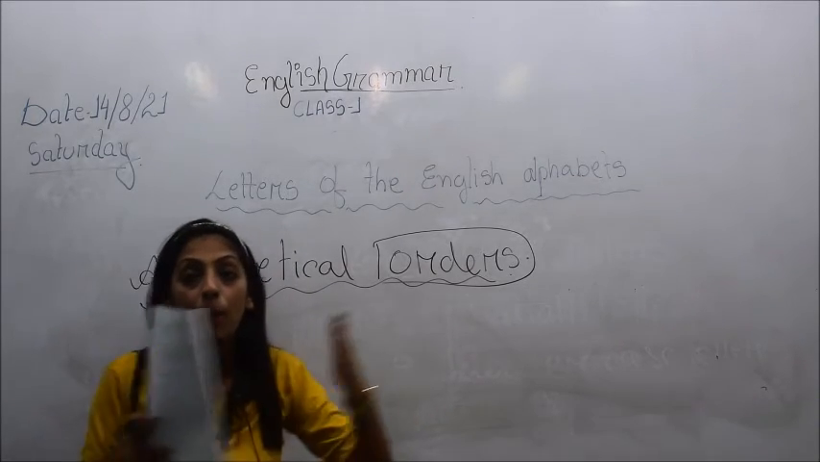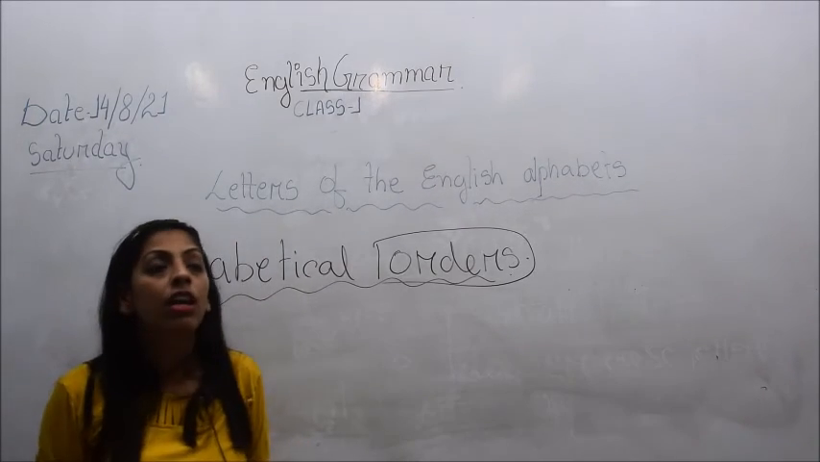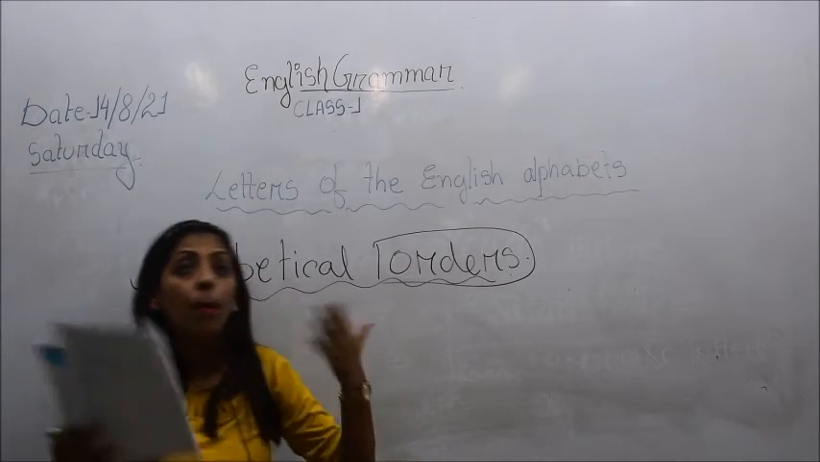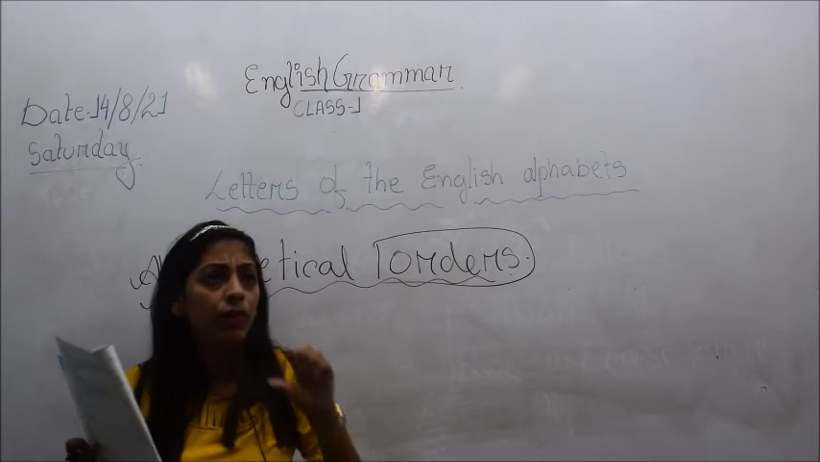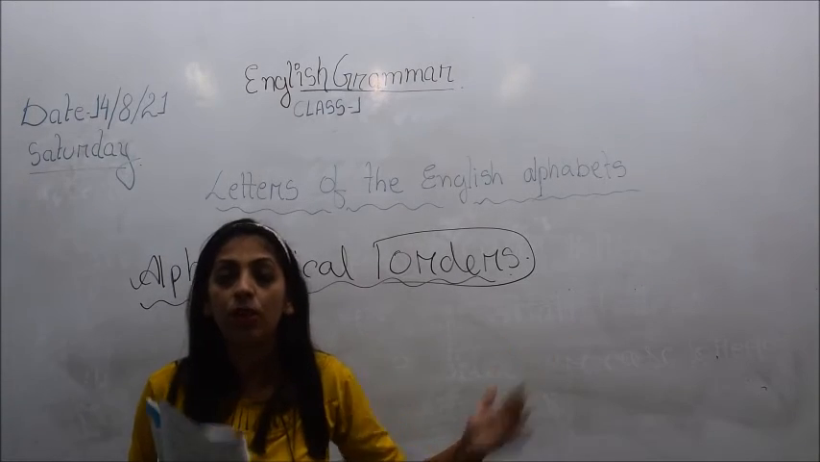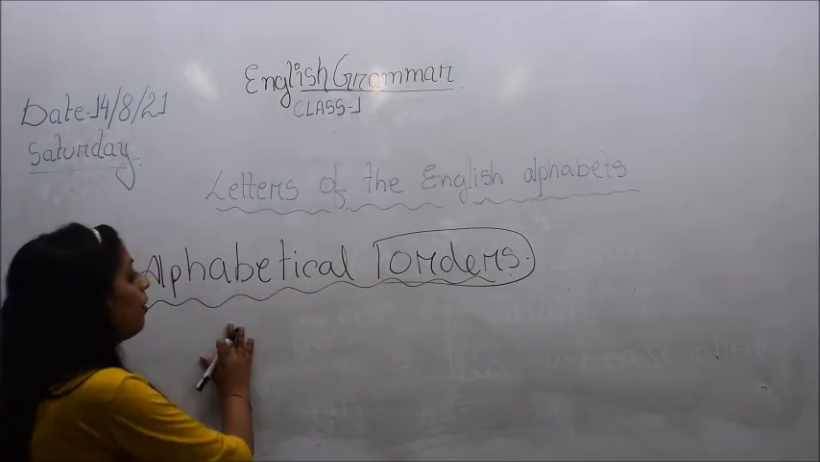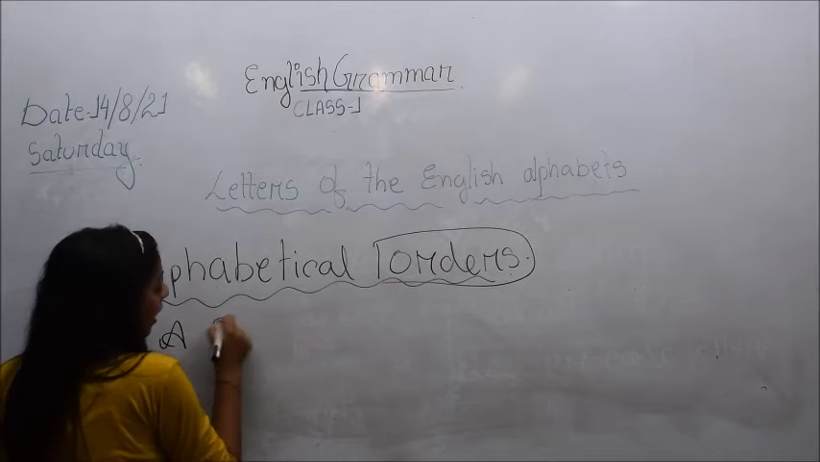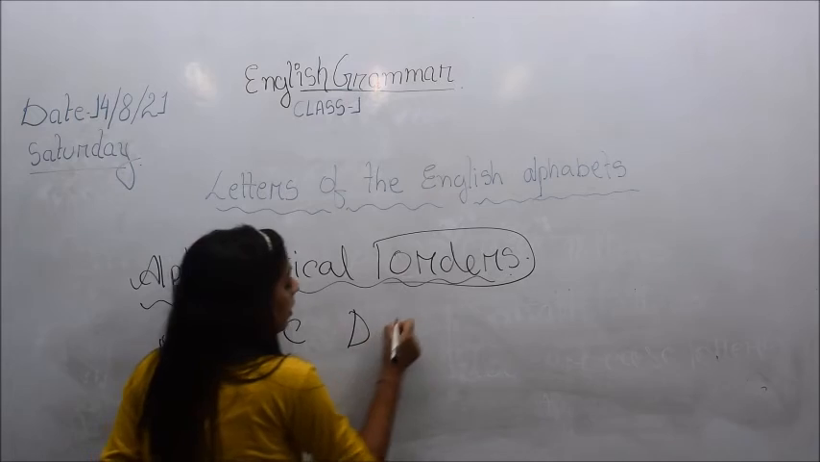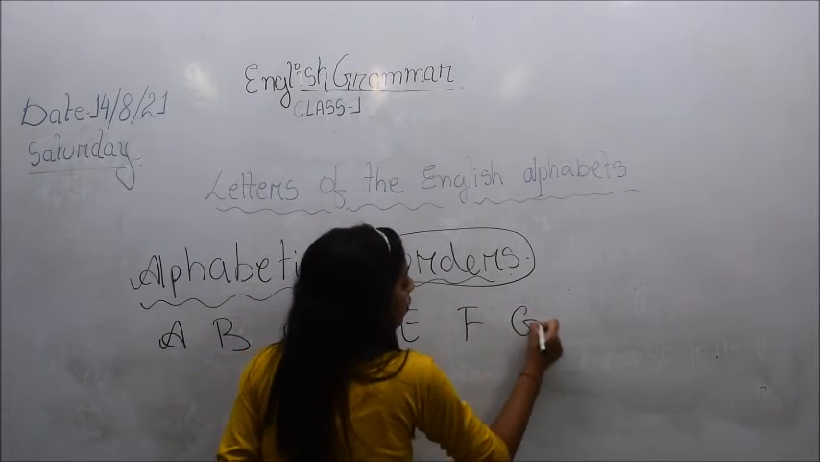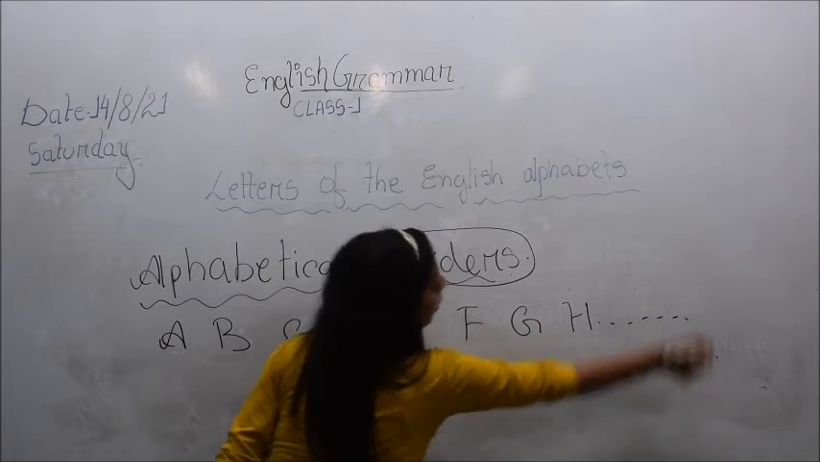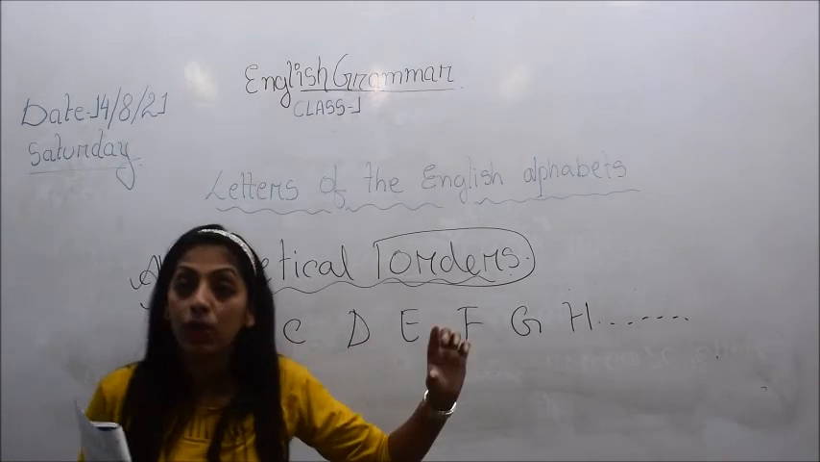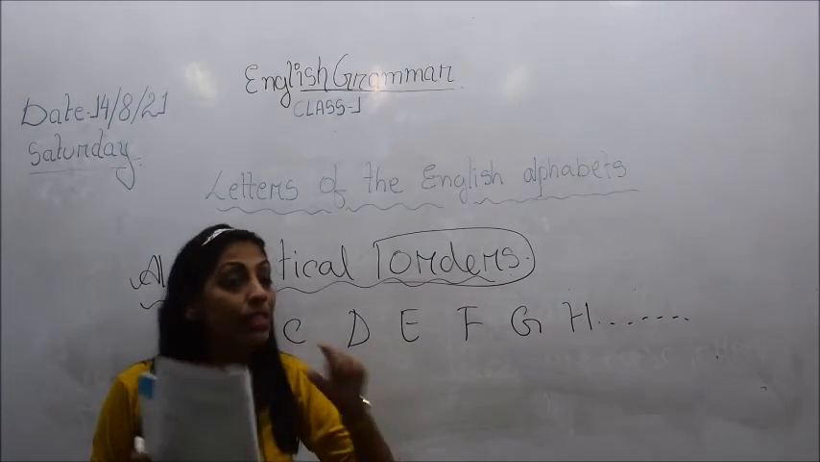In a proper sequence, which is properly adjusted in a line, properly managed. For example, what are the alphabets? A, B, C, D, E, F, G, H, and that way. So order means in a sequence, in a proper sequence means line by line.